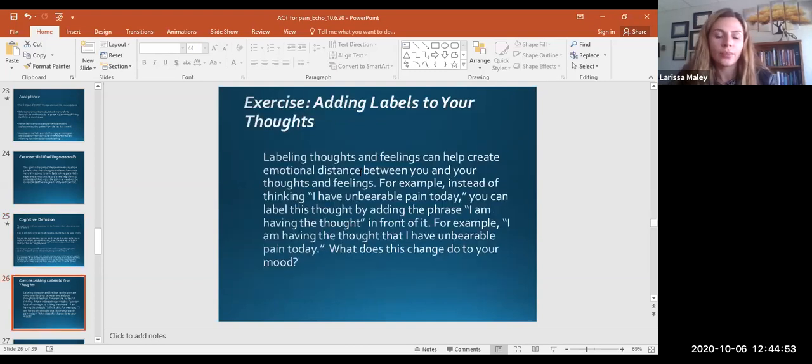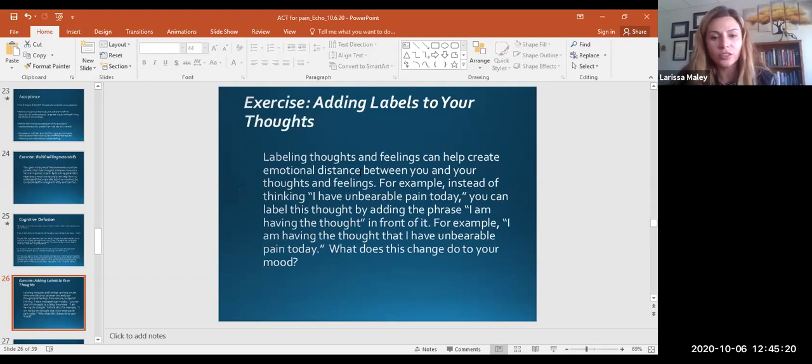So one exercise that we would typically do in cognitive diffusion would be to help people label their thoughts and feelings, to begin to create some distance between that. So for example, this is one quick thing. You could have a whole session and then assign homework to have them practice. Whenever they have a thought, like I have unbearable pain, just have them label it by adding the phrase, I have the thought, I have unbearable pain.